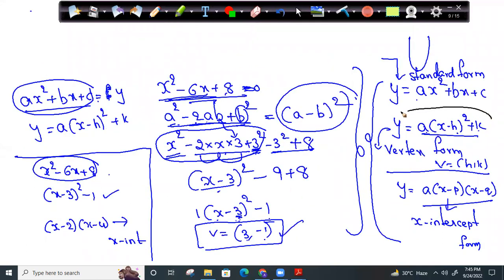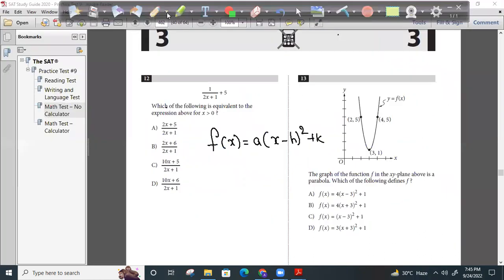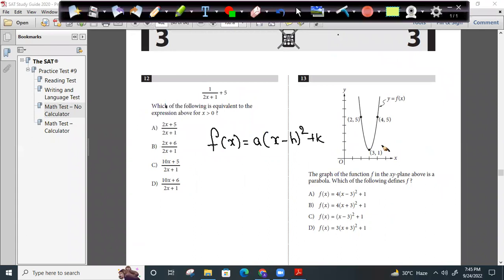This is my vertex form. Am I correct? Yeah. Okay. Now, what is the vertex in this parabola? 3, 1. So a times (x minus 3) squared plus 1 is my f of x, or y.